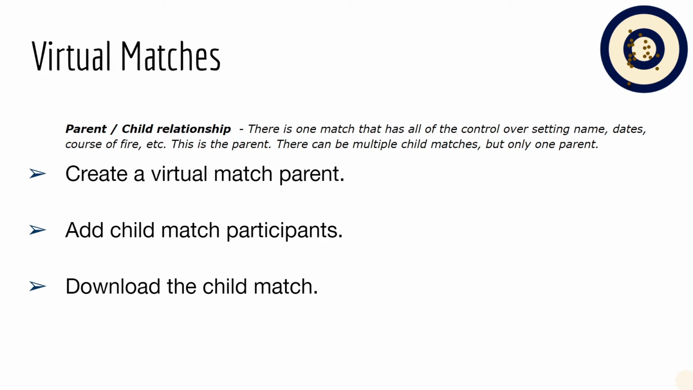So as far as virtual matches, there are 3 steps to creating one. You create a virtual match parent, you add child match participants, and then in the case of the child match locations, you download the child match. So we're going to go ahead and get into those. We're going to go to the desktop.